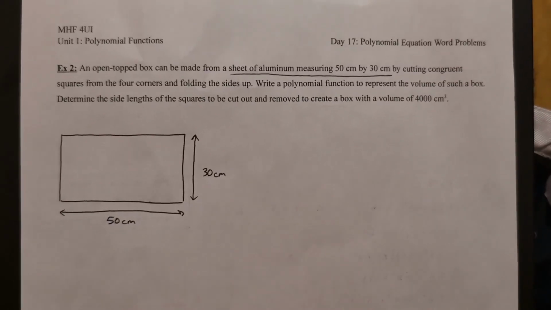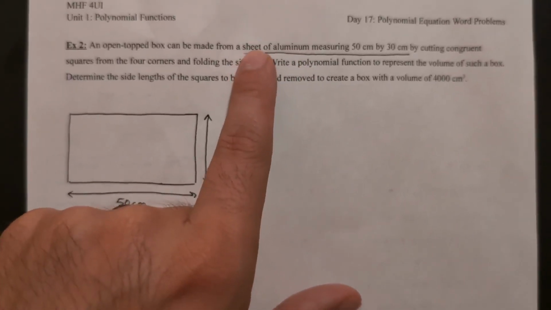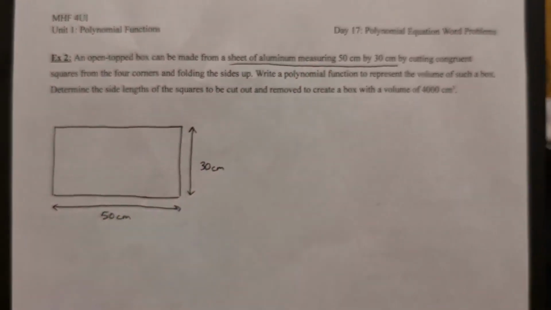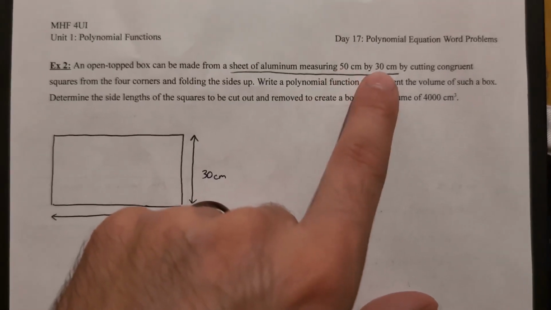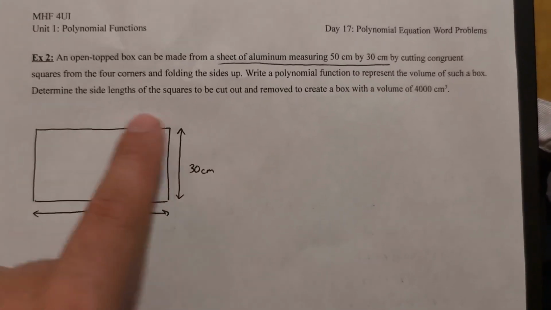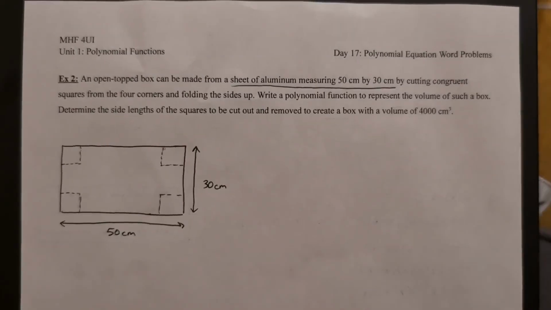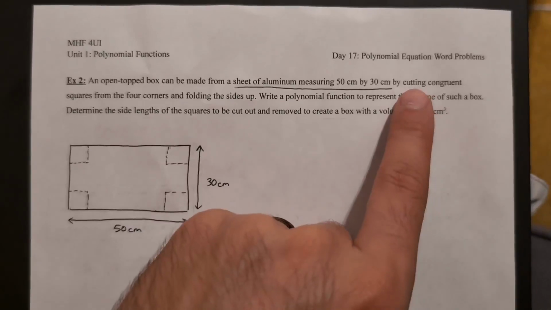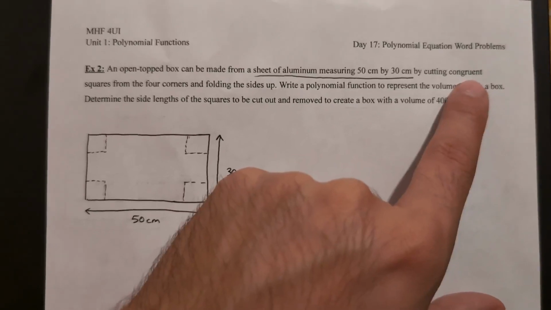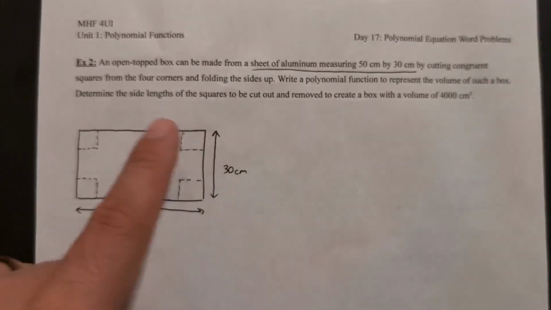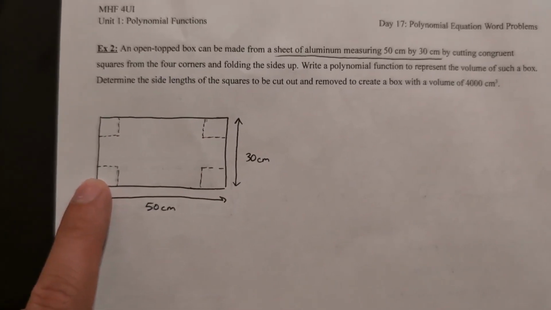So the very first thing I'm gonna draw is our sheet of aluminum. So that's like a completely flat piece of aluminum, and it measures 50 centimeters by 30 centimeters. So we have a rectangular sheet, 50 centimeters by 30 centimeters. So we want to cut congruent, so that means, again, they're all the same. All the squares are the same. Cut congruent squares from the 4 corners. So 1, 2, 3, 4 squares in the 4 different corners.